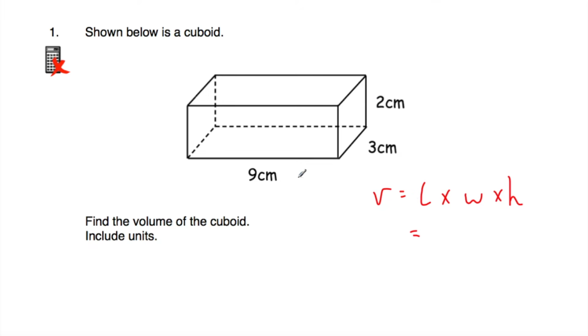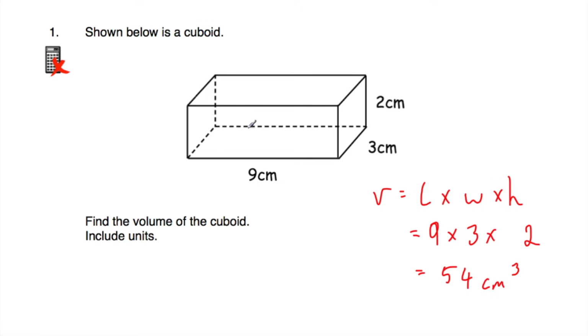So the length is equal to 9. We're going to multiply that by the width, which is 3, and then times that by the height, which is 2. So 9 times 3 is equal to 27, times 2 is equal to 54. It means the volume of this cuboid is 54 centimeters cubed. And that's it, that's the volume of that cuboid, 54 centimeters cubed.